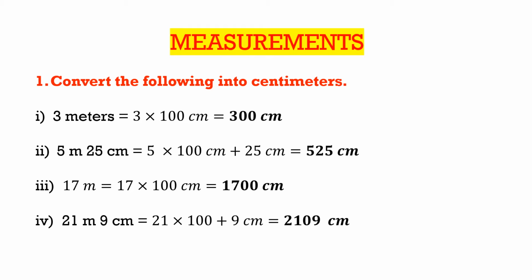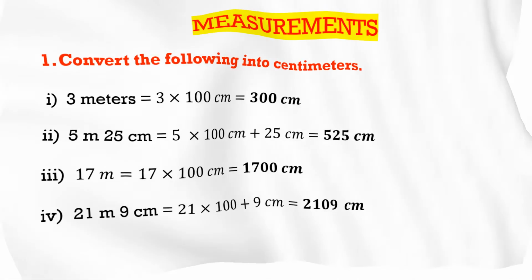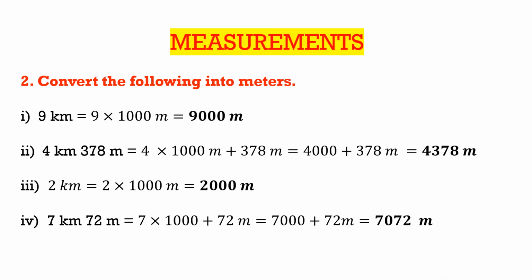Next we move to the second question. The second question is: convert the following into meters. We are given the numbers in kilometers. We have to convert kilometers into meters. The first bit is 9 kilometers. We have to convert 9 kilometers into meters. We know 1 kilometer is 1000 meters. So 9 kilometers will be 9 multiplied by 1000 meters, equal to 9000 meters.